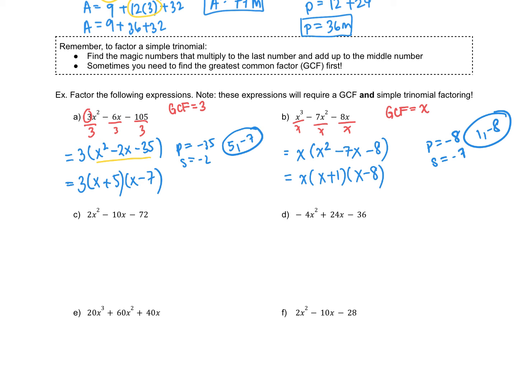Okay, for the next one, we have a 2 out in front, which is problematic, but all of our terms are divisible by 2. So I want you to pause the video here. Try to do that greatest common factor, and if you feel confident with that, go on and finish off the simple trinomial, then come back to check your work.